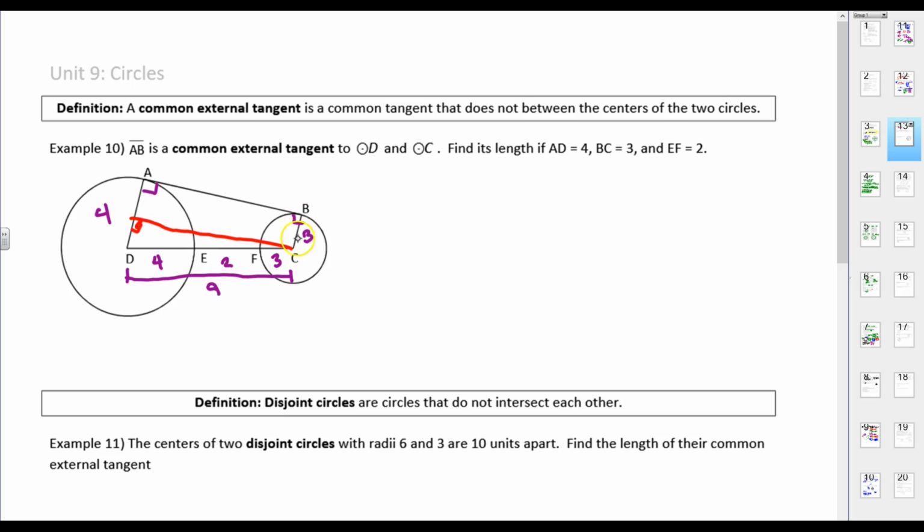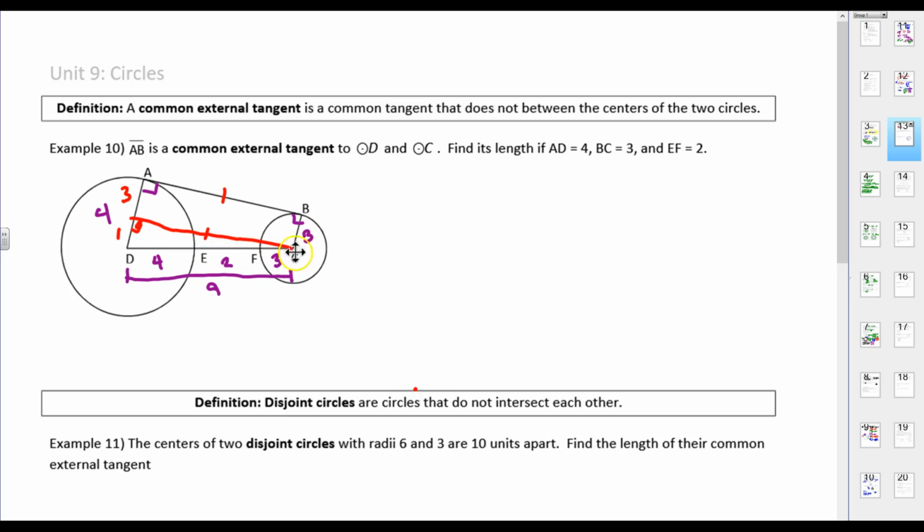I'm going to draw the segment such that if this is 3, this is also 3. And if this whole thing is 4 and this is 3, then this piece now is 1. So I've just drawn in a new segment. Notice it's parallel to this segment, so these pieces here will be congruent. I'm trying to find AB. That red line I just drew is AB.